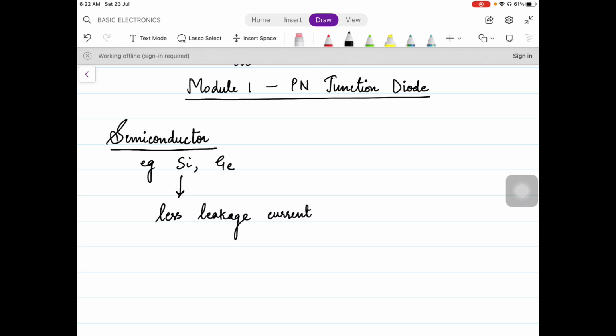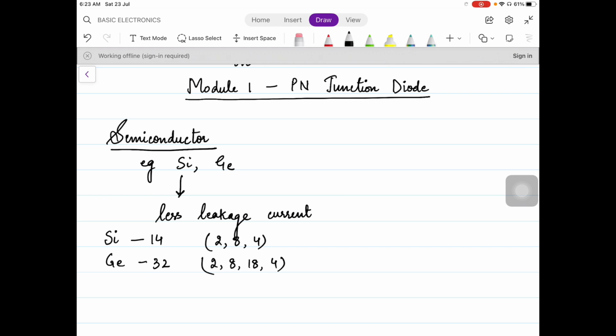And what is the reason for it, for having less leakage current? We all know that silicon has atomic number 14. Germanium has atomic number 32. So the configuration, that is, the number of electrons in each shell, becomes 2, 8, 4 for silicon, and for germanium it is 2, 8, 18 and 4. This is how we write the configuration.